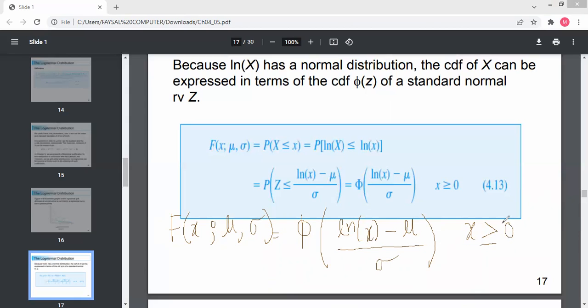So basically we have to find that when x is greater than or equal to 0, my function value is equal to phi of log of x minus mu divided by sigma. Okay.